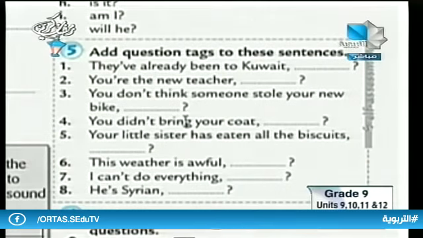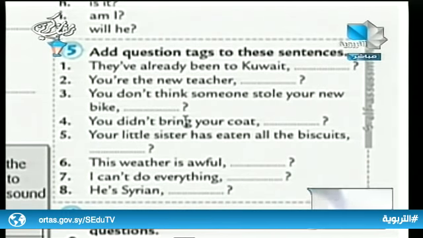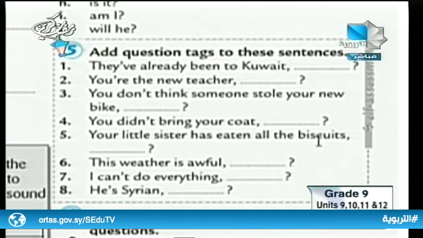And we have maybe another exercise in the same page, number 5. They've already been to Kuwait. Haven't they? Because "have" here is an auxiliary verb. You're the new teacher. Aren't you? You don't think someone stole your new bike. Do you? You didn't bring your coat. Did you? Good. Your little sister has eaten all the biscuits, hasn't she? This weather is awful. Isn't it? I can't do everything. Can I? He's Syrian. Isn't he? The tricky sentence, the clever one.